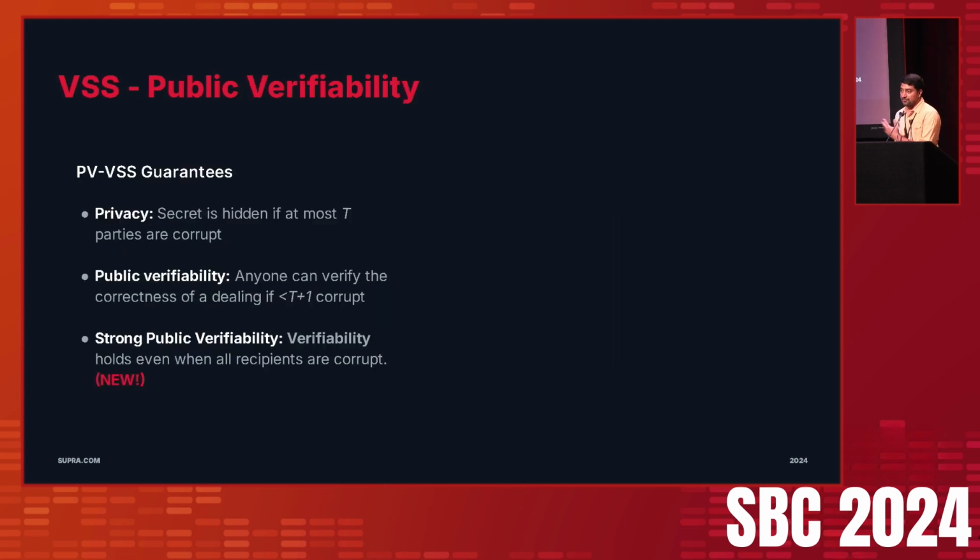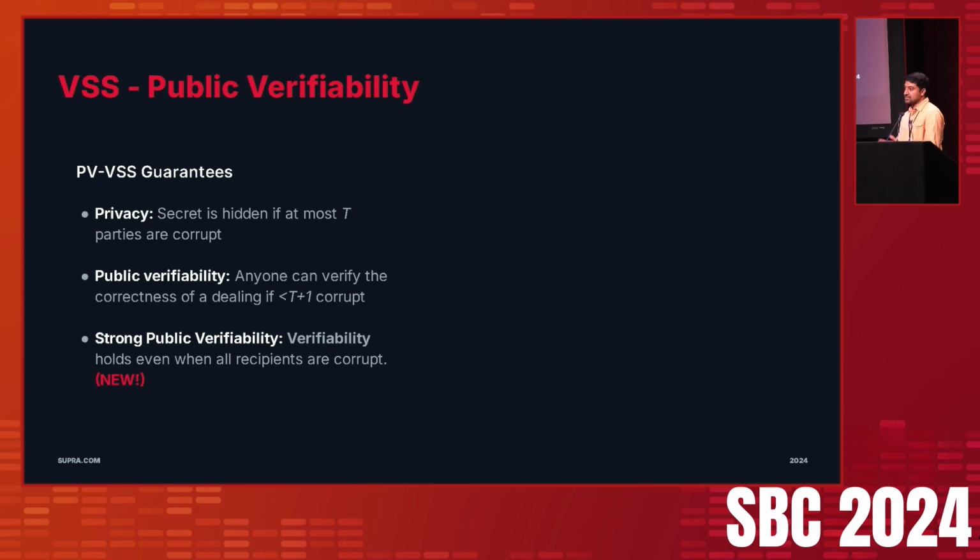So VSS comes in many flavors, and one of the interesting properties that certain VSS protocols offer is what is called public verifiability. A publicly verifiable protocol offers a few of these properties. One is privacy. Of course, if at most T parties are corrupt, the secrecy of the secret key is maintained in the system. But then we also have the public verifiability property, which states that anyone can verify the correctness of the dealing as long as a maximum of T parties are corrupt in the system.